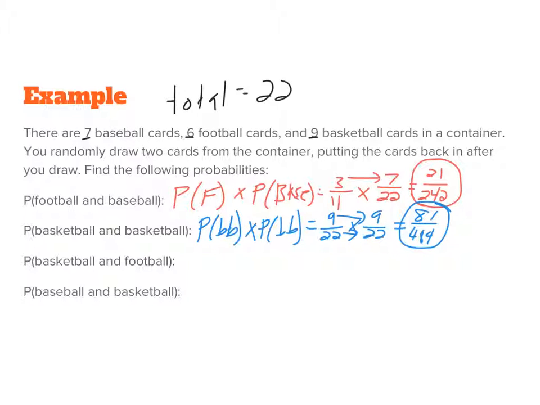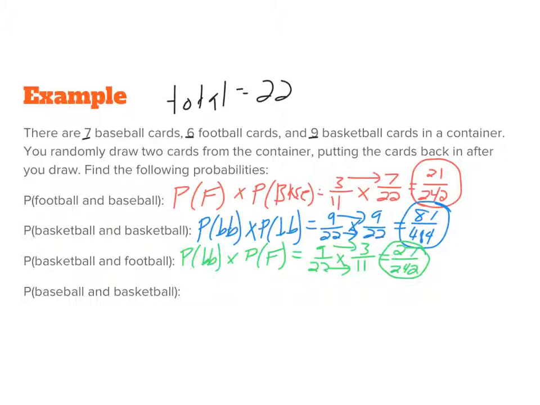Probability of basketball and football. So I'm going to take the probability of basketball times the probability of football. Now I know both of these probabilities already. Probability of basketball is 9 over 22. And I'm going to multiply that by the probability of football, which is 3 over 11. Multiply straight across. 9 times 3 is 27. 22 times 11 gives me 242. My fraction is 27 over 242.